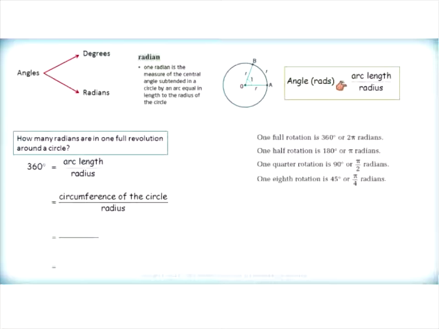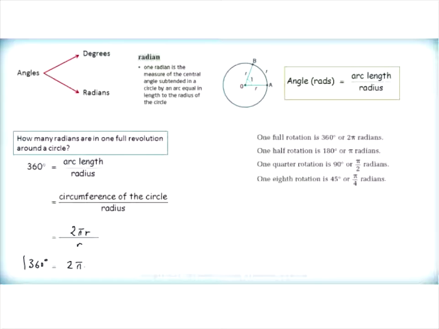An angle measured in radians is equal to the arc length divided by the radius. Using this simple formula, let's determine how many radians are in one full revolution around a circle. So 360 degrees is one complete revolution, is equal to the arc length divided by the radius. The arc length of a complete revolution is equal to the circumference of the circle divided by the radius. Circumference of the circle, of course, is 2 pi r, divided by r equals 2 pi. So we have one complete revolution, or 360 degrees, is equal to 2 pi.